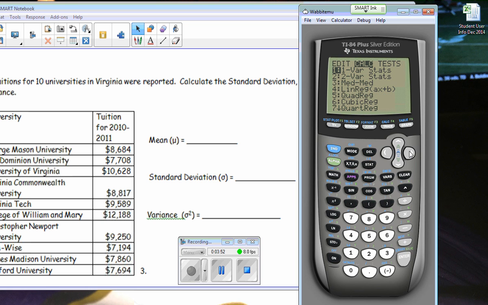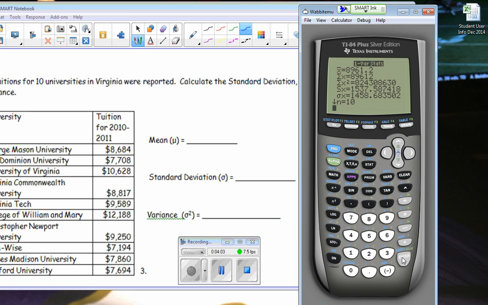But if we go to Stat Calc, one var stats, we are looking at list 1. Your frequency should be empty, and we'll calculate. So the mean that we should have gotten is $8,961.20. Since we are talking about a dollar amount, we're going to round to the nearest cent, okay? The standard deviation, which of these values on the calculator am I going to use? The one that has this symbol, correct? So I'm looking at $1,458.68. Okay, it is a dollar amount.